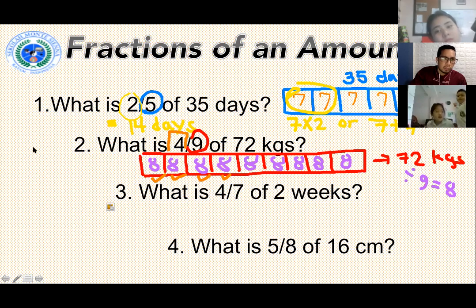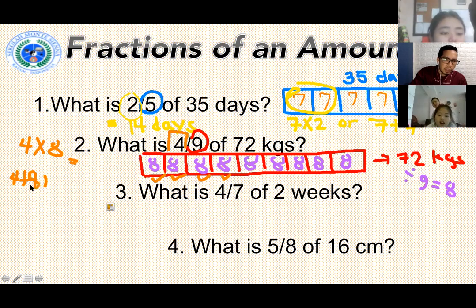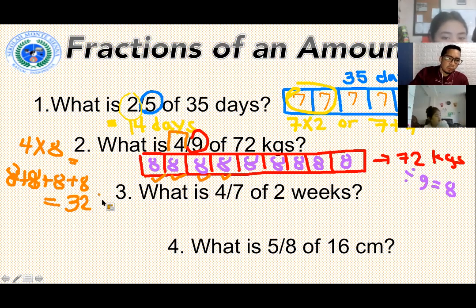Four times 8. Okay, what is it? 32. Four times 8, or we can add 8 plus 8 plus another 8 plus another 8. Equals how many? 32. 32 what? We need to indicate the unit. 32 kgs, which means kilograms.